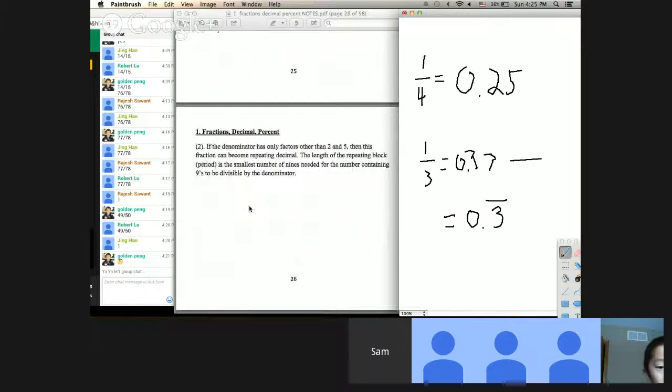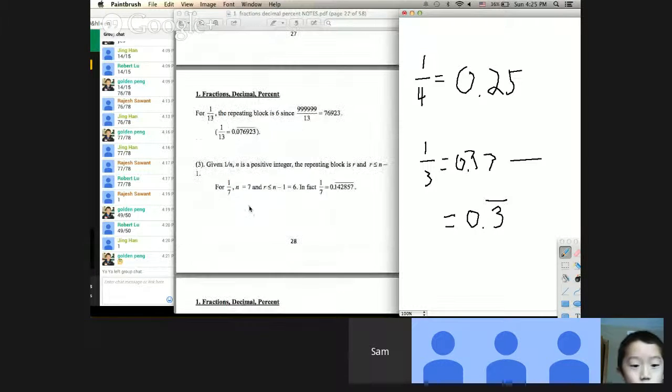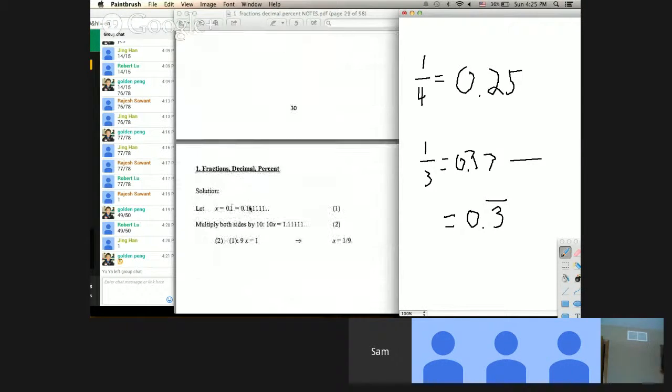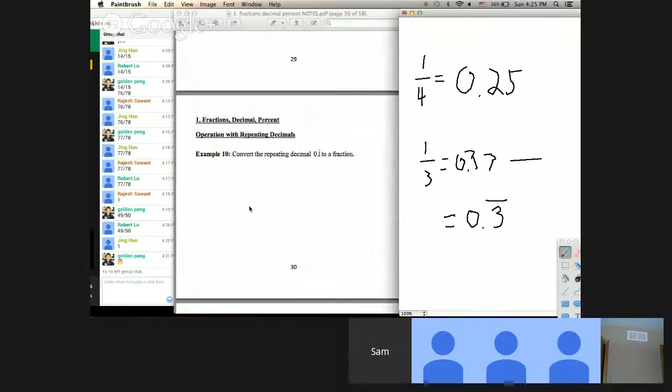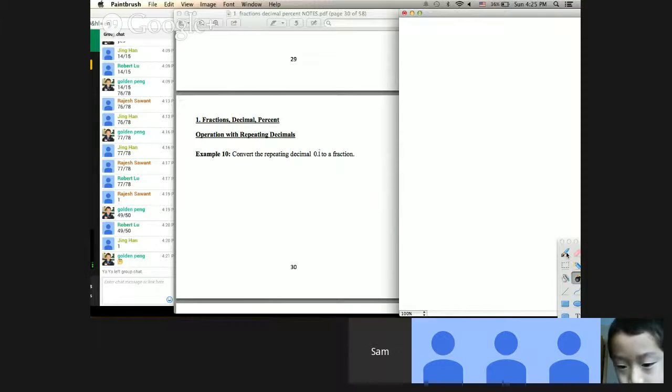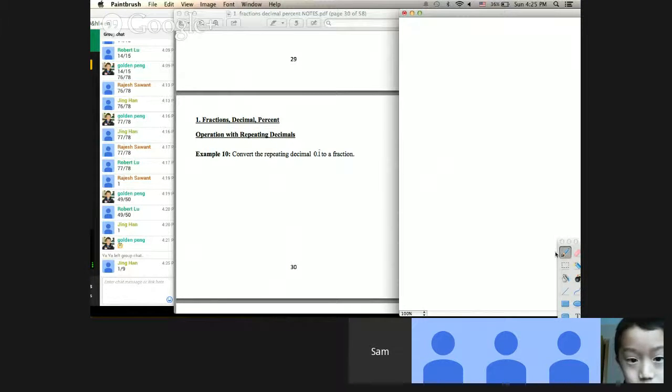Okay, we're going to skip this. Okay. So see if you can do this one real quick, and then if not, I will explain it. Probably won't be able to do it, but it's okay. Okay, yeah. So convert 1 over 0.1 repeating into a fraction.